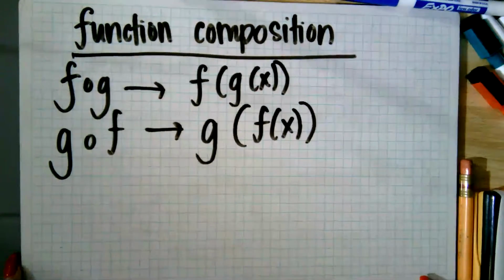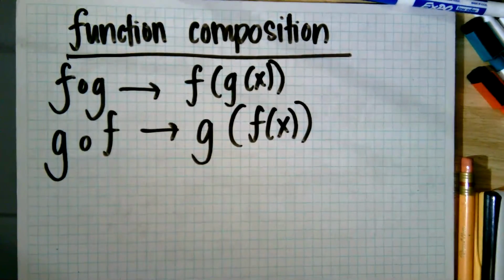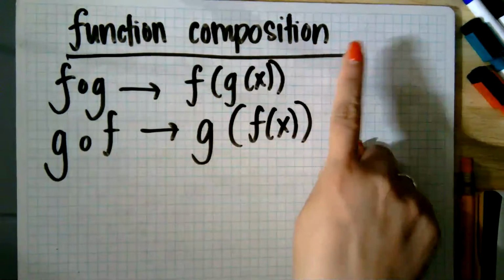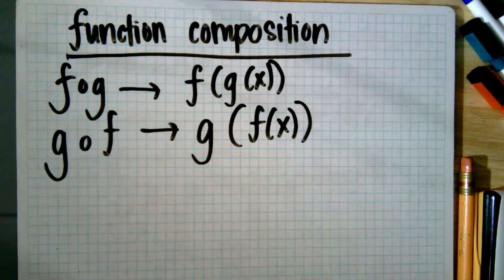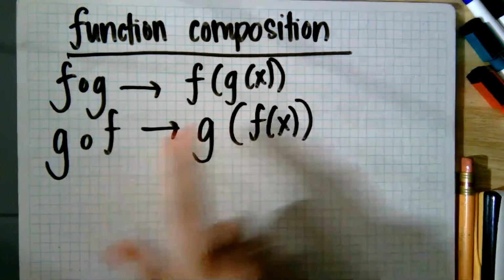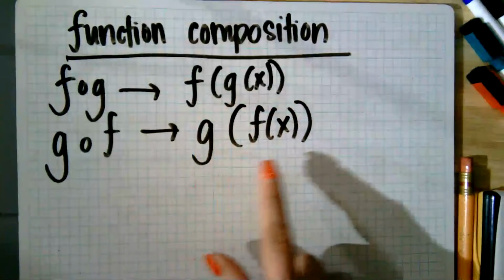I'm doing one more review video for my Algebra 2 students or anybody taking Math 125. So we're going to be doing function composition. Function composition is when I combine two functions into one. So I can have f of g or g of f. And so these mean the same thing, f of g of x and g of f of x.